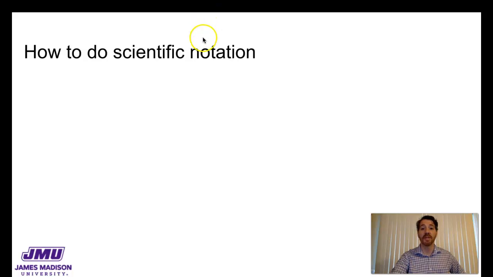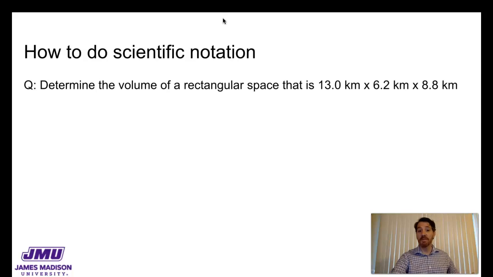So we'll get a situation like this. Determine the volume of a rectangular space that is 13.0 kilometers by 6.2 kilometers by 8.8 kilometers. So this is a pretty big rectangular space. The way I'm going to do this, I don't think I need to draw anything to start this problem. I could probably just jump straight into saying I'm going to need an equation for volume. If it's a rectangular space, the volume is the length times the width times the height.